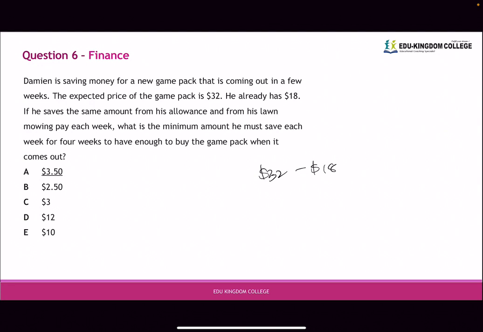So he's already got $18, which means that the leftover amount he needs to pay is 32 minus 18, which is 14. So if we do 14 divided by 4, 4 goes into 1, 0 times. 4 goes into 14, 3 times. That's 12. Leftover 2 carried over. 4 goes into 20 5 times. So we need to save $3.50 every week for 4 weeks.